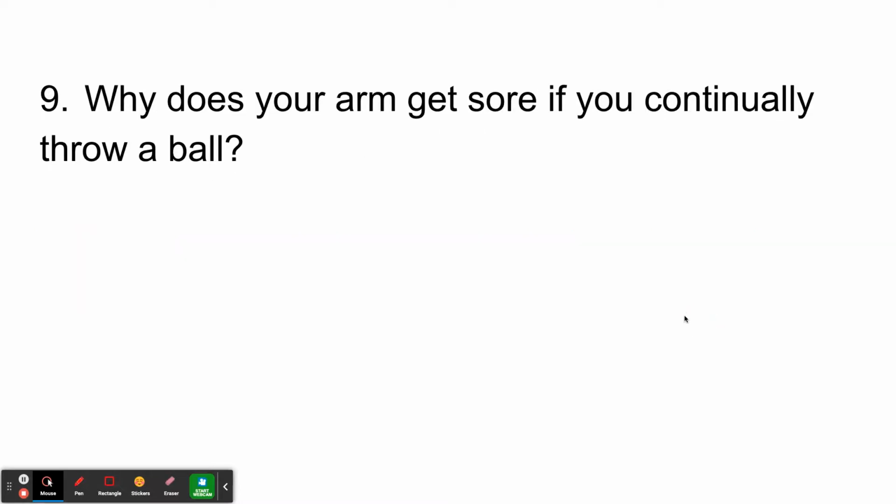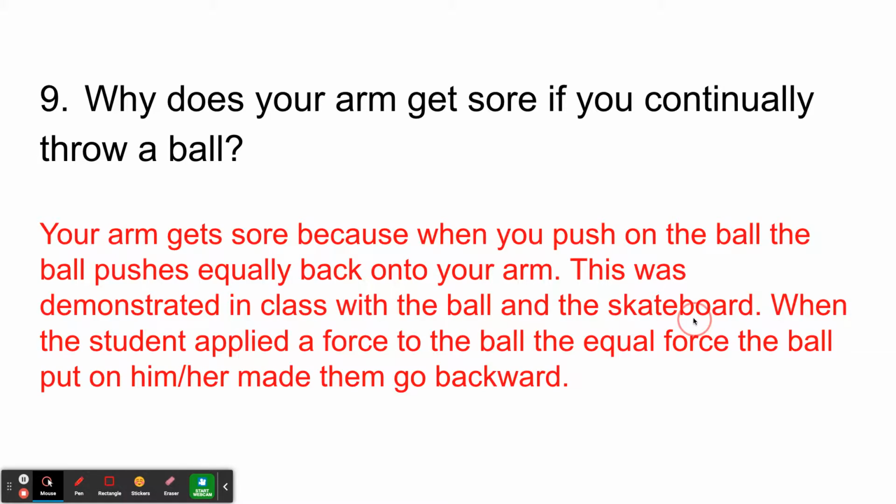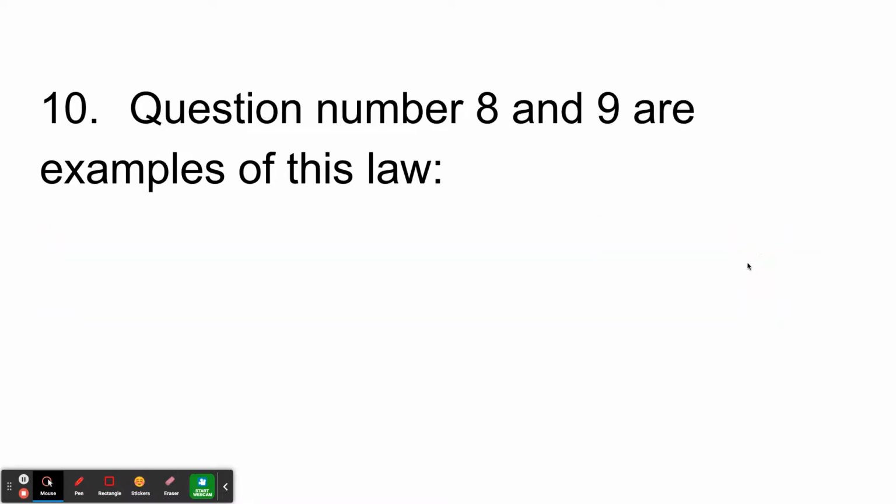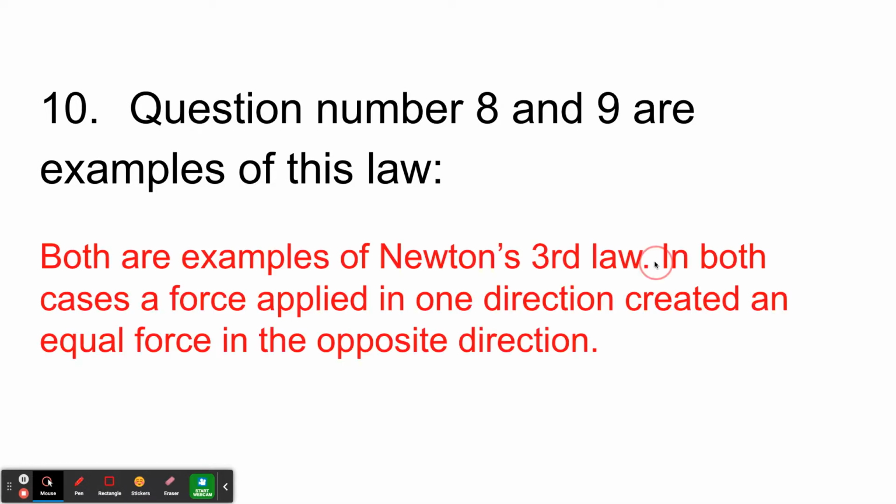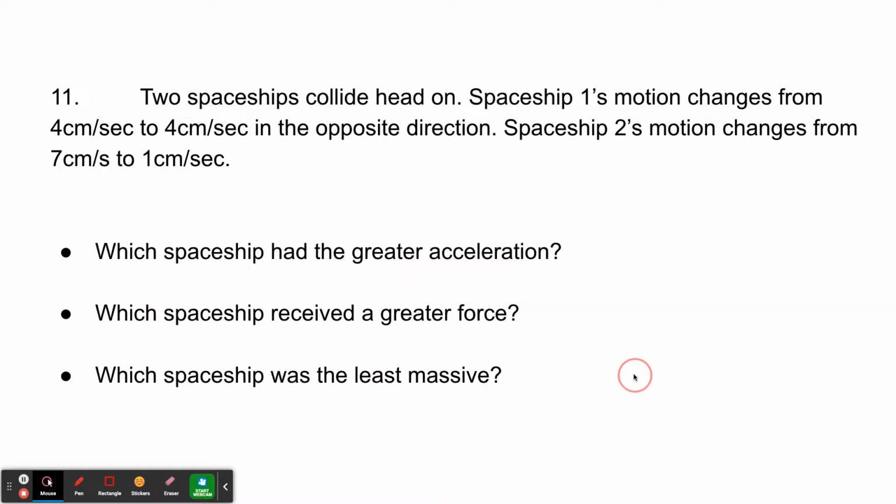Why does your arm get sore if you continuously throw a ball? Well, your arm gets sore because when you push on the ball, it pushes back onto your arm. This was demonstrated in the class with the ball and the skateboard. When the student applied a force on the ball, the equal force that the ball applied on him made him move backward. Questions 8 and 9 are examples of this law. Well, it's an example of Newton's third law. In both cases, a force applied in one direction created an equal force in the opposite direction. And that is Newton's third law.